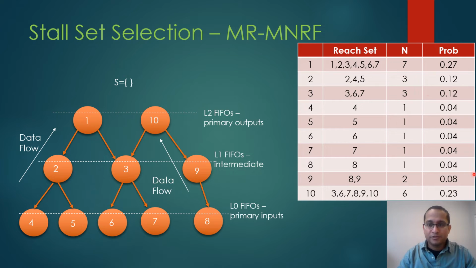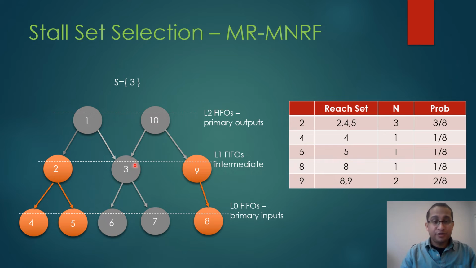And based on the probability distribution, we do the first selection of the stall FIFO. So let's suppose we throw a dice and, using this probability distribution, select the FIFO. And let's suppose that the FIFO selected becomes 3. Since 3 is selected, we include 3 in the stall set, and then we remove all elements in the reach set of 3 and all elements which have 3 in their reach set from the graph, and prune the graph accordingly. So now we have a remaining section of the graph, and we repeat the process on the remaining section.